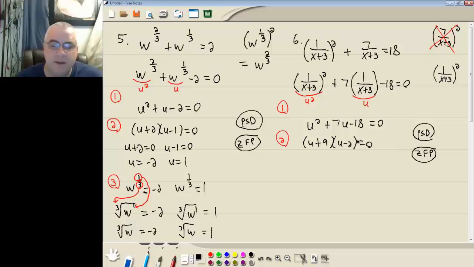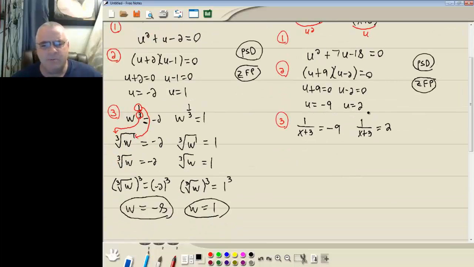Okay, zero factor property. Get 0 on one side, you factor the other side, you set each factor equal to 0. So we got u plus 9 equal to 0, and u minus 2 equal to 0, which gives us u is equal to negative 9, and u is equal to positive 2. Step 3. Plug the middle part from step 1, which was the 1 over x plus 3, in for the u. So we got 1 over x plus 3 is equal to negative 9, and we got 1 over x plus 3 is equal to 2.